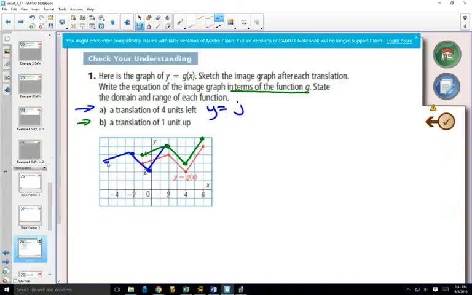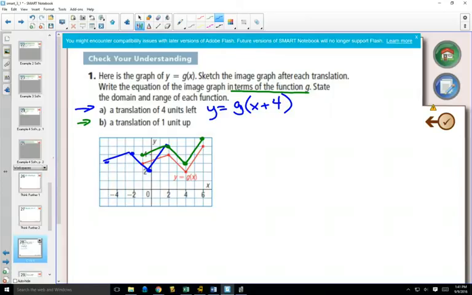So here's our function g. Perfect. Here's our function g. And we're going to take our values inside of g, and because we moved it 4 to the left, it would be g of x plus 4. That would be the equation in terms of g.